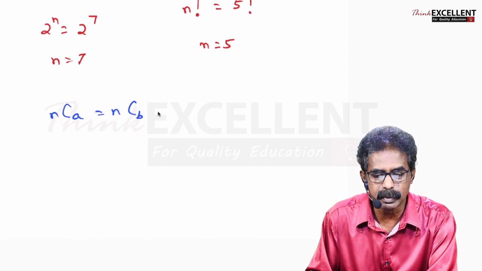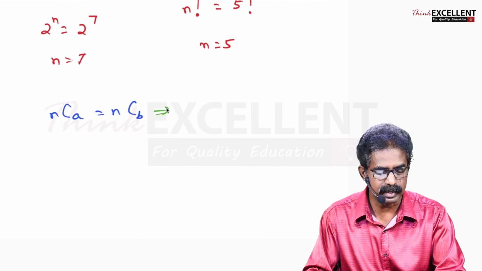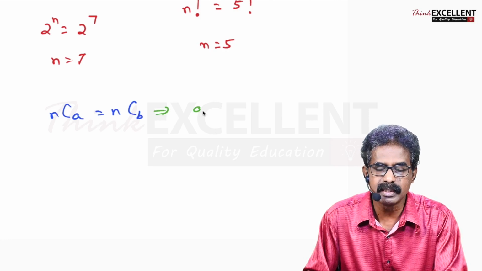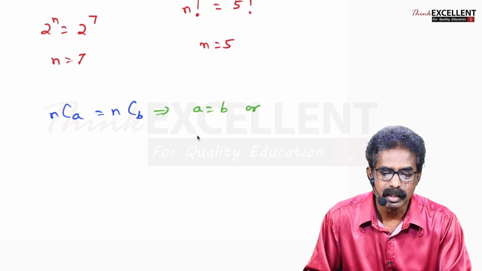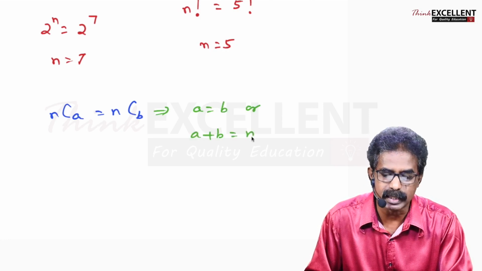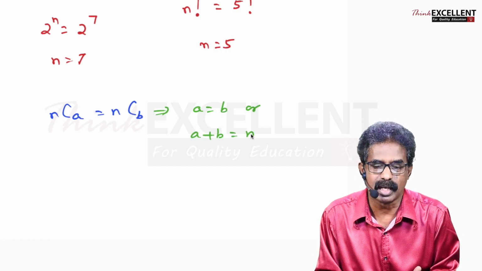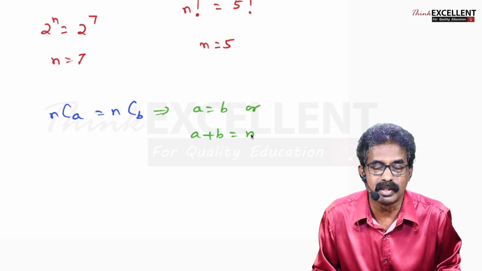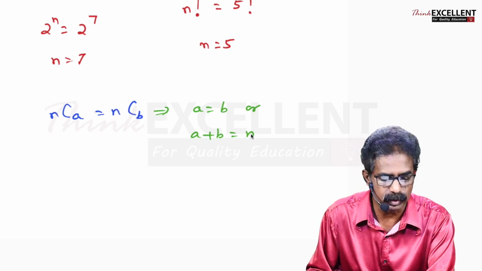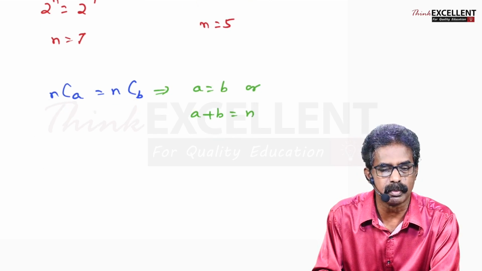NCA equal to NCB means either A is equal to B or A plus B is equal to N. Remember, NCA equal to NCB means two options. Either A is equal to B, not always. If not, then A plus B is equal to what? N. Okay, so that you remember.